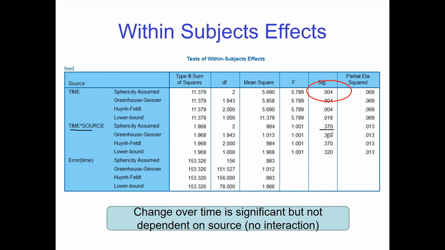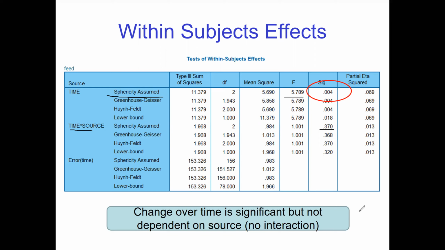The other tests use this epsilon, the epsilon in the previous slide, to adjust the degrees of freedom. And so that will change your mean square, and it will change your F. If you have met the assumption, it's not going to change your F by very much. If you have failed to meet the assumption, it may change your value more. But in this case, we're just going to use sphericity assumed, and we get an F of 5.789, which is significant. Partial eta squared is 0.07.